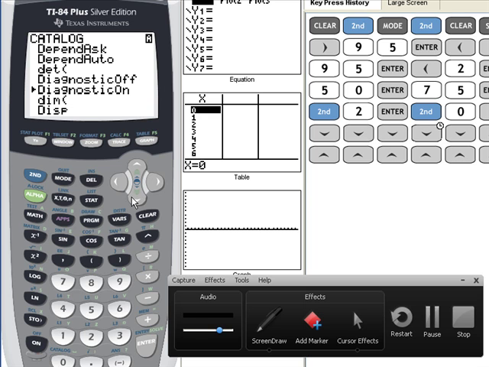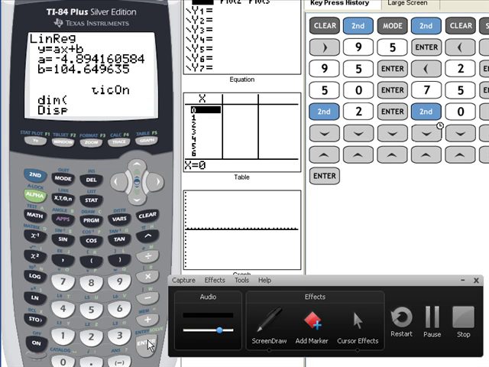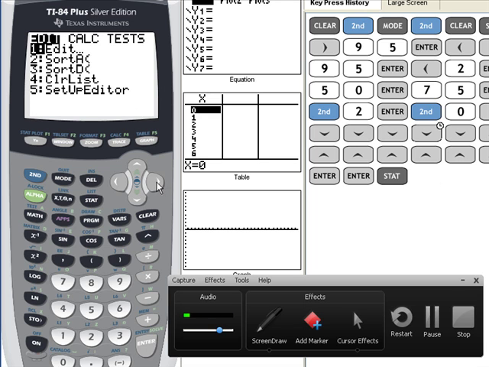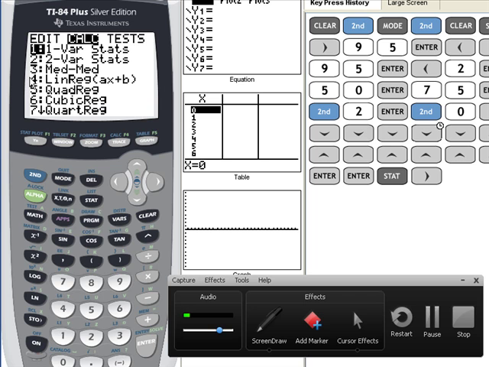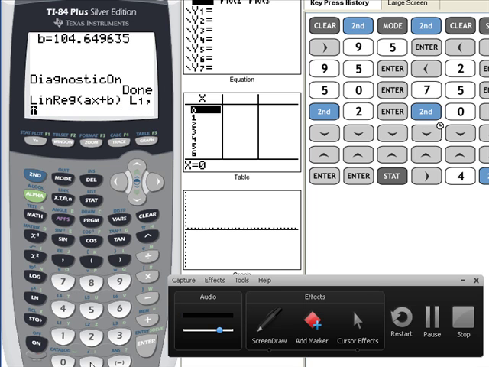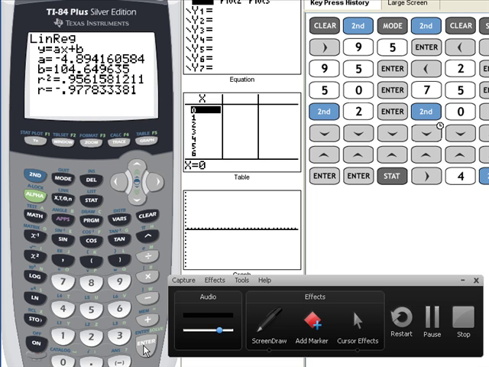So now let's try it again with number 4, linear regression, L1, comma, L2. Notice that the first time I only had values for A and B. I didn't have a value for R squared and R. And notice what I got for R, negative 0.9778. So that would be rounded to negative 0.978. That is what you should have gotten with your formula.